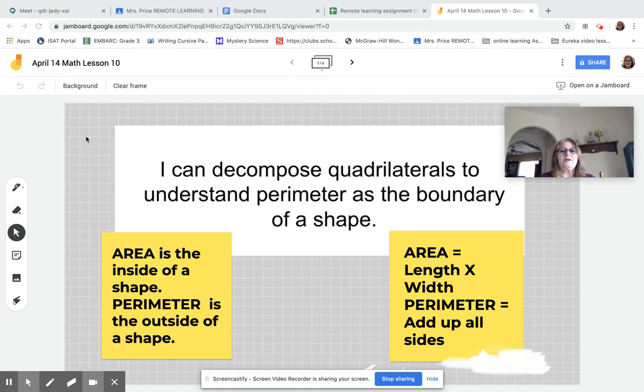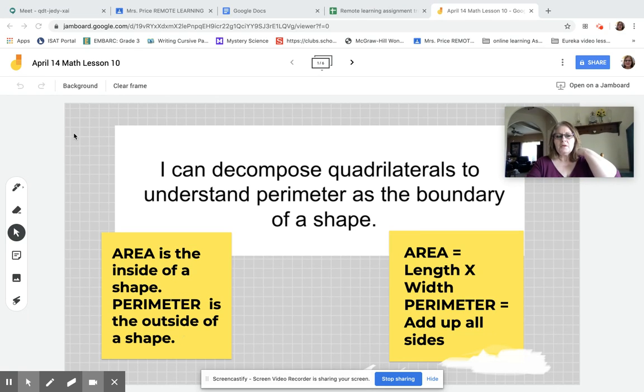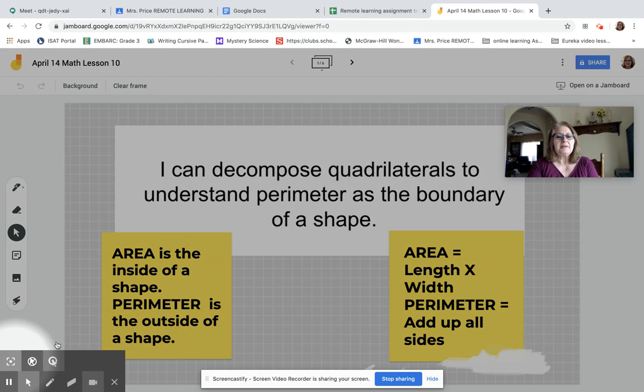This is our math lesson today, and the objective of today's lesson is I can decompose quadrilaterals to understand perimeter as the boundary of a shape. Remember, we've already learned about area, and area is the inside of the shape. Perimeter is what we're going to learn about today. Perimeter is the main thing that I want you to learn today. Perimeter is the outside of the shape, or the boundary of a shape. The boundary is the outside edges, okay?